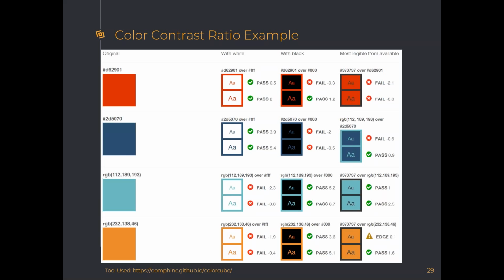So here's an example of some color contrast. Different colors being used on white backgrounds, black backgrounds, or just the most legible from the available. You can see some of this is passing and some of it is failing. Even though I think that this black text on a red background is fairly easy to read, it fails. So we have to make sure we're checking these color contrast ratios with some type of tool to make sure we're doing things correctly as we're building out the website or as we're making changes.